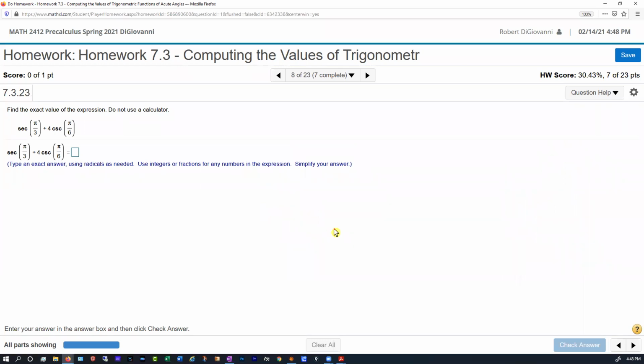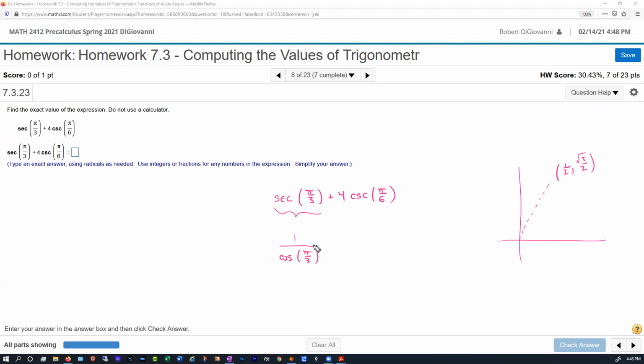All right, similar problem, except we have some radians now. So first thing is we want secant of pi over 3, and then plus 4 cosecant of pi over 6. All right, let's talk about this first one, secant of pi over 3. So pi over 3 is here. The x-coordinate here is 1/2, y-coordinate is root 3 over 2. Now secant, remember, is the same as 1 over cosine of pi over 3. So it's the reciprocal. So there are 2 ways to look at this. I could just replace this cosine of pi over 3 with 1/2, which is what it is.